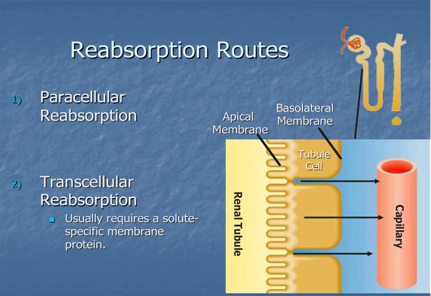So there are two ways that things can get reabsorbed. One is they can take a paracellular route, that is, they can go between cells to enter the bloodstream. This tends to happen for very small molecules, nonpolar molecules, whereas most of the things will be taking a transcellular reabsorption route. That is, they're going through cells, and in order to go through cells and enter the bloodstream, they usually have to go through a membrane-specific protein.